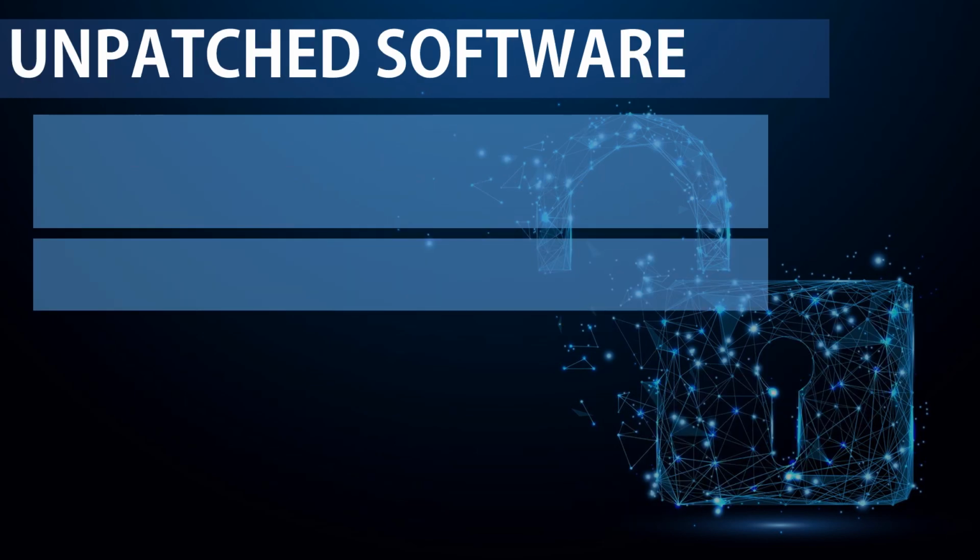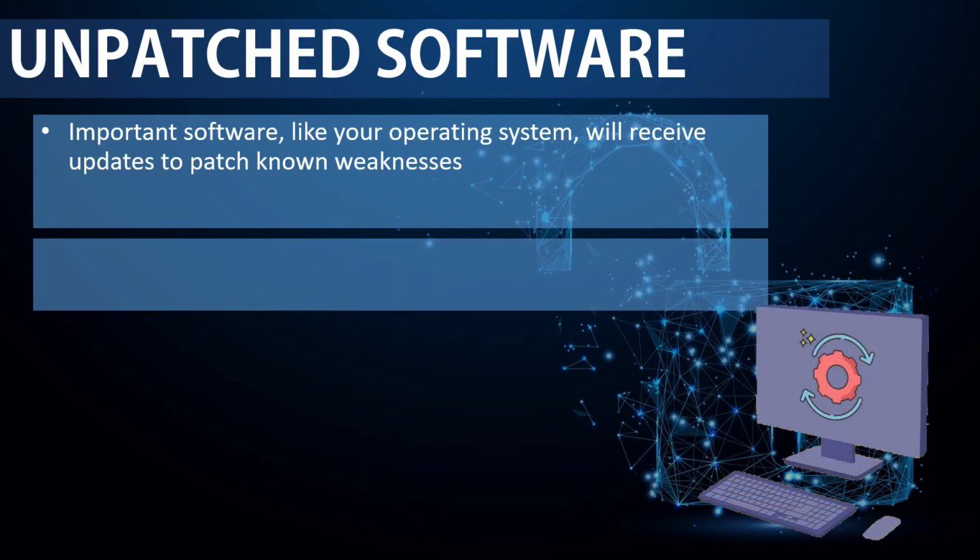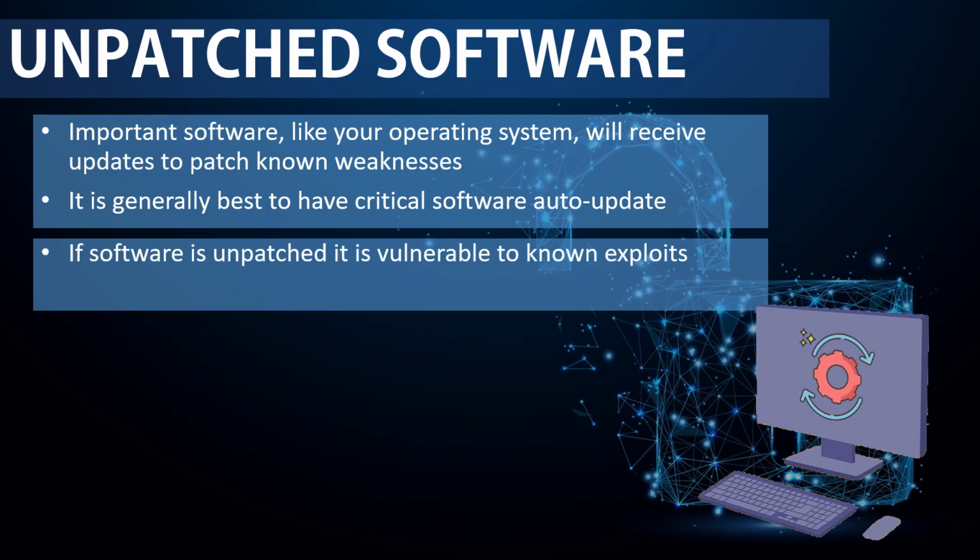Important software, like your operating system, will receive regular updates known as patches to fix known weaknesses. It is generally best to have critical software like this set to auto-update. If software remains unpatched, it's vulnerable to known exploits. These are things that hackers have used before to successfully attack a system. If they've used it once and succeeded, they're likely to try it again.